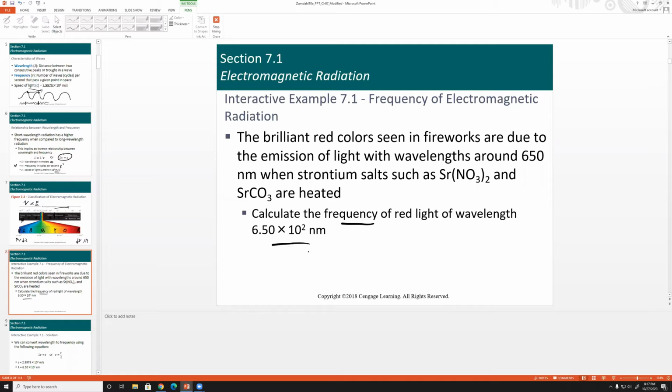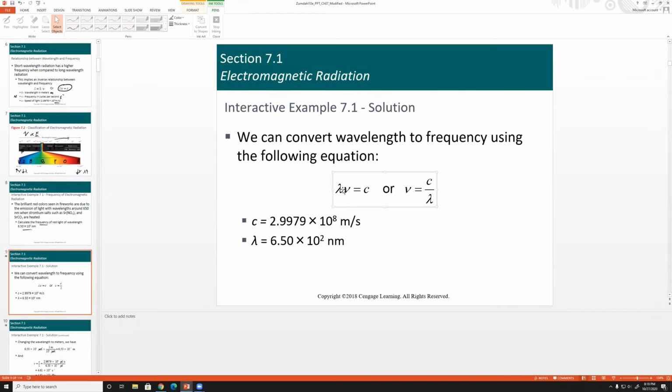You guys need to be comfortable with going back and forth from frequency to wavelength. And here's how you do it. We're starting out with the equation that the wavelength times the frequency equals the speed of light. And we can rearrange that equation any way we want. We can say that frequency equals the speed of light over lambda, or we can say that lambda equals the speed of light over the frequency. And then we can just plug in our values. But we have to make sure our units are correct, because sometimes they like to give us wavelength in meters, and we have to convert it to nanometers by multiplying by 10 to the negative 9.